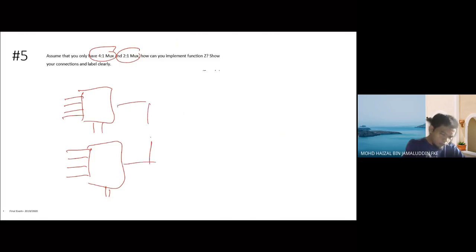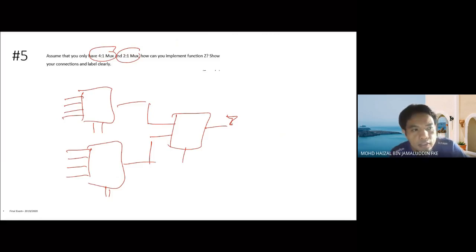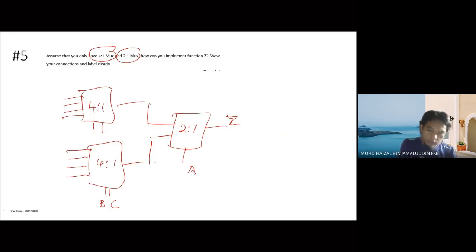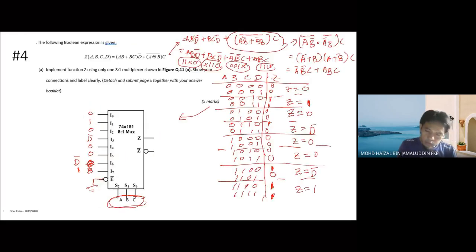Okay, and the important part is what you want to put as the value of the selector, which one is the most significant bit and which one is the least significant bit. So here for the 2 to 1 mux, you need to label the most significant bit. So the most significant bit is A. And here on the left is also the most significant bit, A, for the B and C. So for the other values, you just need to put all the values here. 0, 1, 0, D bar, okay, 0, 0, and D bar, and 1.